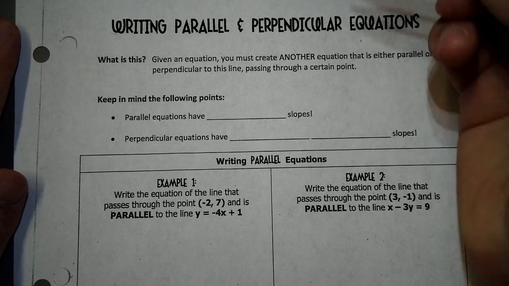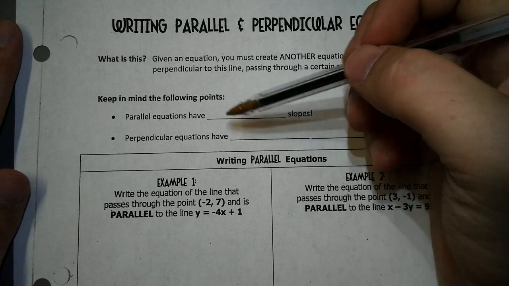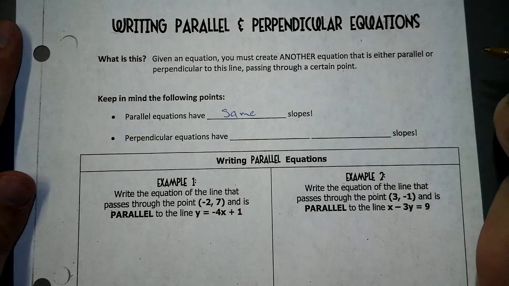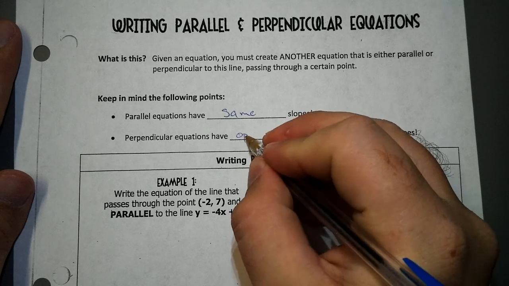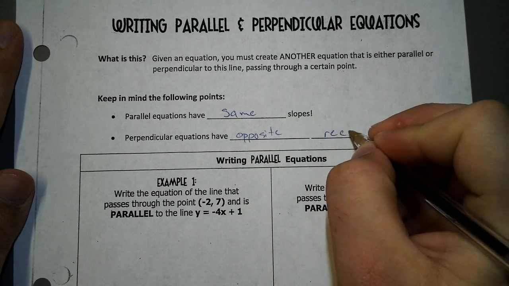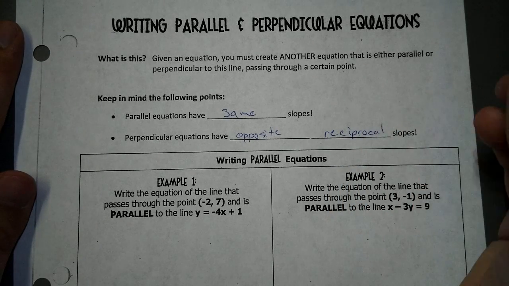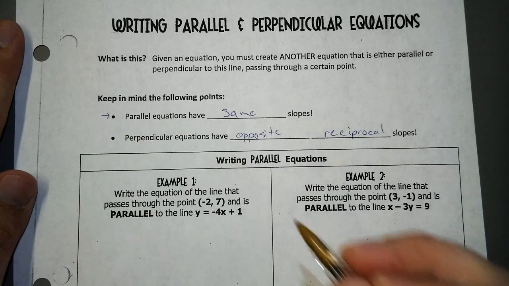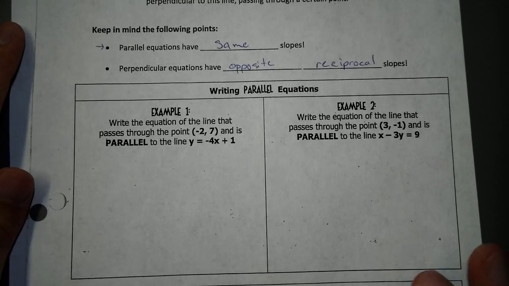So, keep in mind the following points. Parallel equations have the same slope, and then perpendicular equations will have opposite reciprocal slopes. But today we're just going to focus on the parallel, all right? So let's look at this example.